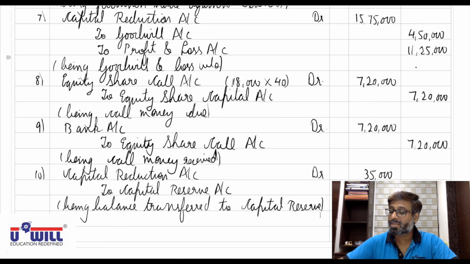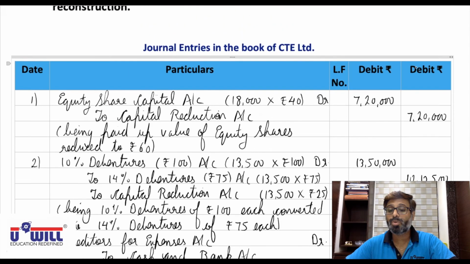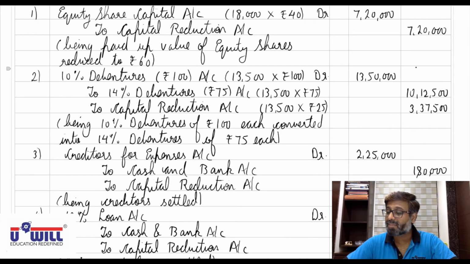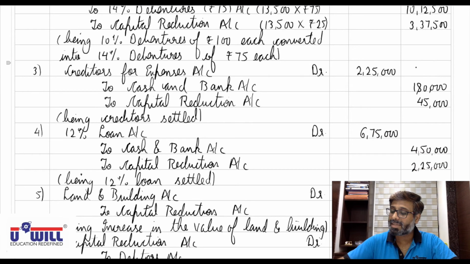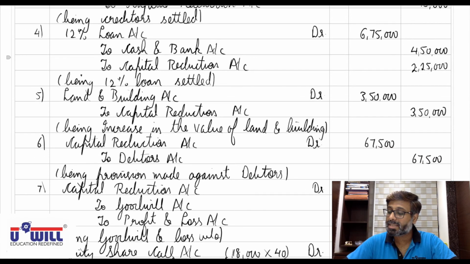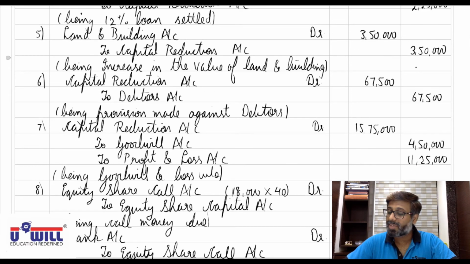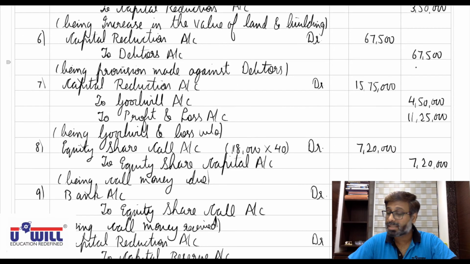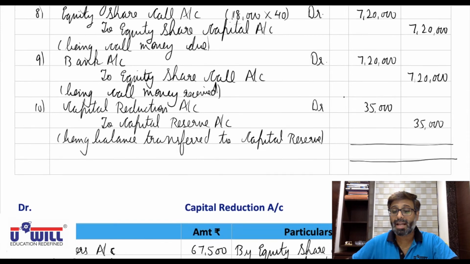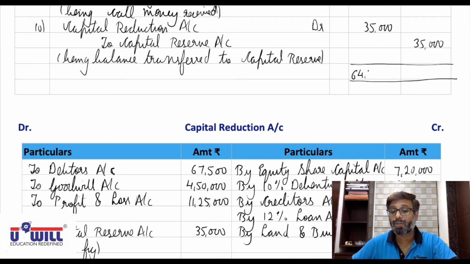Now the total of journal, just for the formality we have to do it. So 7,20,000 plus 13,50,000 plus 2,25,000 plus 6,75,000 plus 3,50,000 plus 67,500 plus 15,75,000 plus 7,20,000 plus 7,20,000 plus 35,000. 64,37,500 is the total of journal.